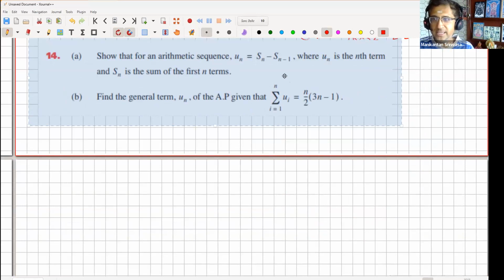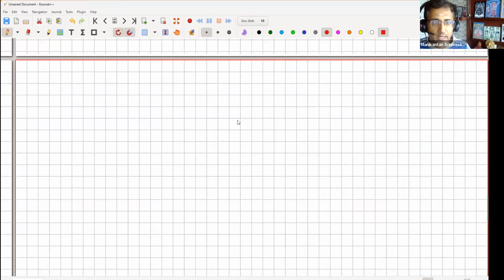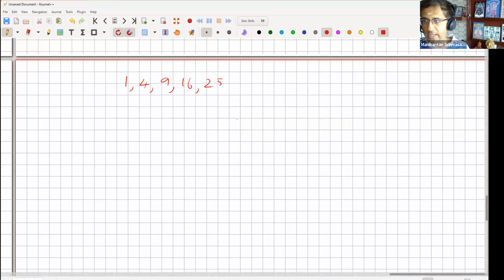For any sequence, the nth term is Sn minus Sn minus 1. What do I mean by that? Suppose I have a sequence which is not even an arithmetic progression. Let's say 1, 4, 9, 16, 25. It's just a sequence of perfect squares. This is also a sequence. It's not that every sequence has to be arithmetic or geometric, or for that matter, it has to follow a particular pattern. The pattern might be very, very weird. But it's still true that to find out the fifth term, U5 is 25 in this case.